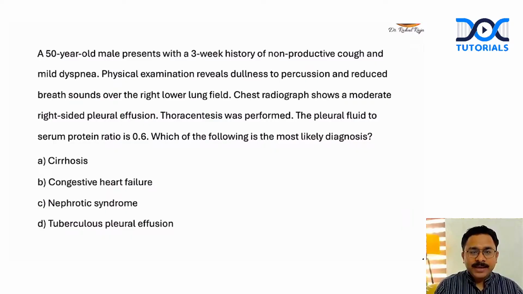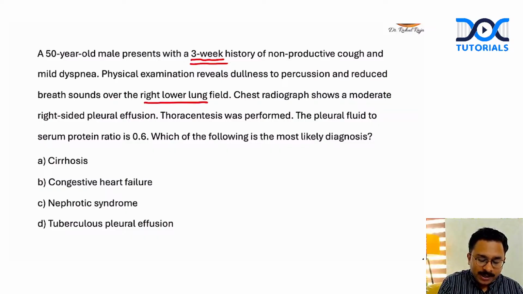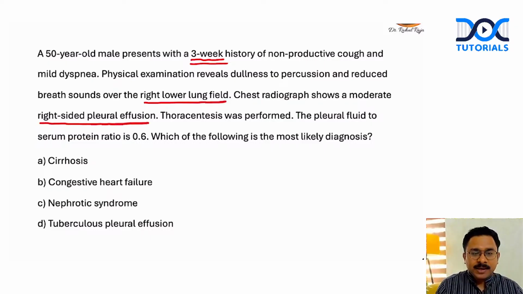So a 50-year-old male presents with a 3-week history of non-productive cough and mild dyspnea. So total illness duration will be 3 weeks. Physical examination reveals dullness to percussion and reduced breath sounds over the right lower lung field. Chest X-ray shows a moderate right-sided pleural effusion. A thoracentesis was performed and the pleural fluid to serum protein ratio is 0.6, and what is the most likely diagnosis is the question. Now, you can look at the options: cirrhosis, congestive heart failure, nephrotic syndrome, and tuberculous pleural effusion.